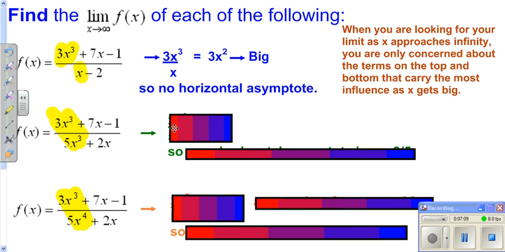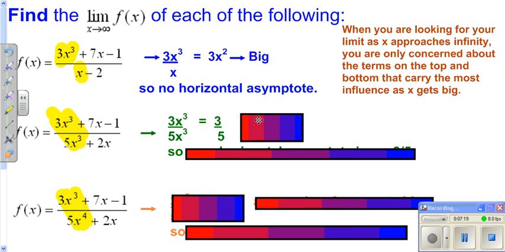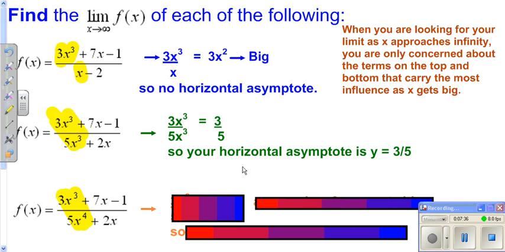When we look at the next one here, the most influential over the most influential. You notice this one here again reduces just like the last one. Here your x cubes reduce, and it drops down to just a 3/5. No variables left, so as x approaches infinity, as x gets really, really big, it has no effect on this because there's no x's left. So in that case, we're going to level out at a height of 3/5. So your horizontal asymptote is 3/5.